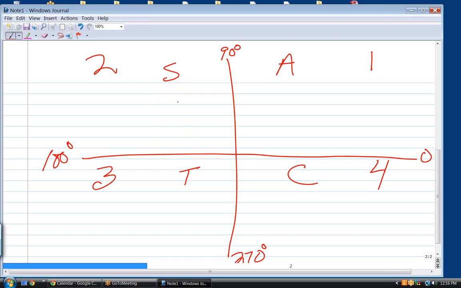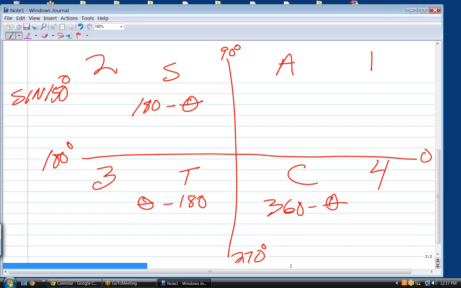Also, to convert second, third, and fourth quadrant into a first quadrant angle, in the second quadrant, we use 180 minus theta. In the third quadrant, we use the opposite, theta minus 180. And in the fourth quadrant, it's the same as the second, only instead of 180, it's 360. Okay? Okay. So, now let's take the problem. Sine of 150 degrees. What is the equivalent first quadrant angle?